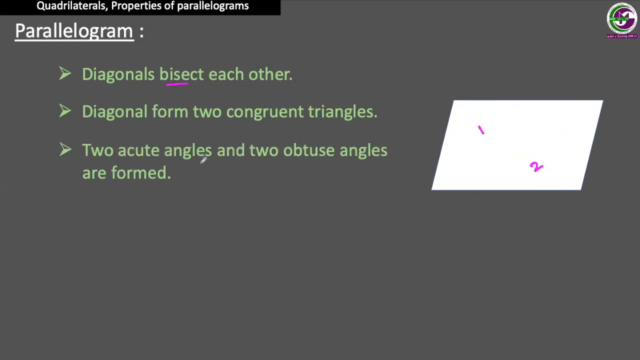Two acute angles and two obtuse angles are formed, that we already discussed. But also one more condition, both the acute angles will be equal. If this is 80, this must also be 80 degrees, and what angle should this be? Can you guess? Excellent. This should be 100 because the total should be 180. So this should also be 100.